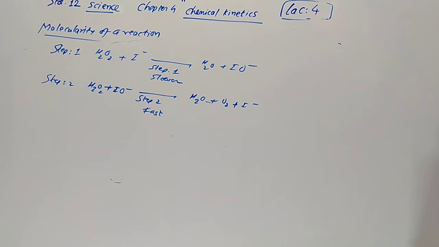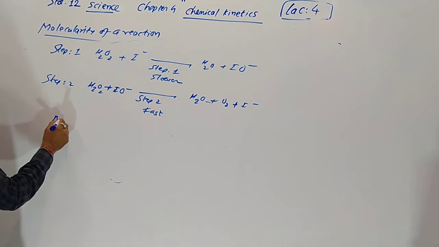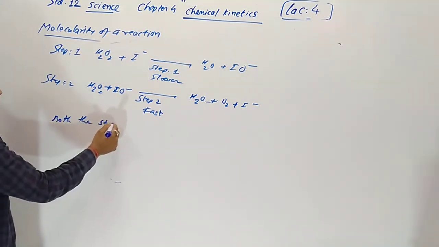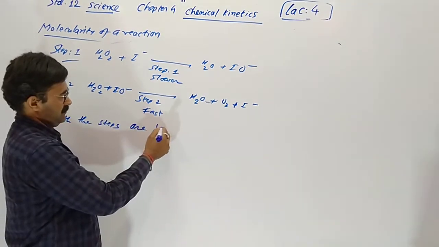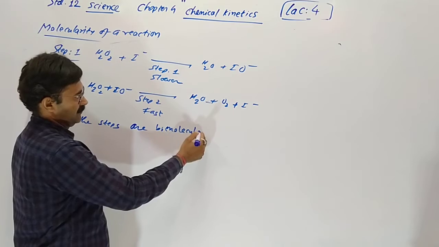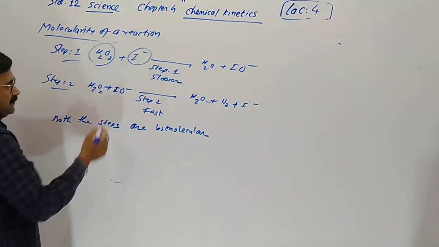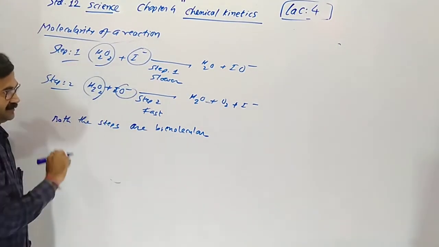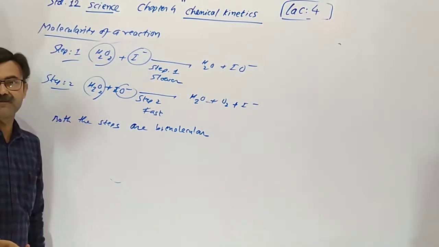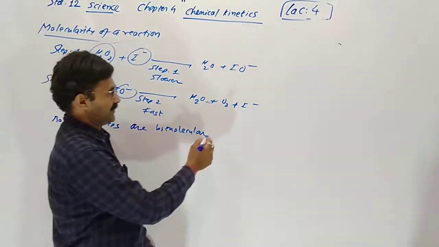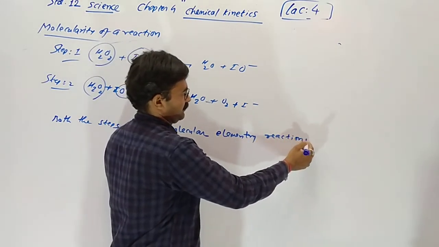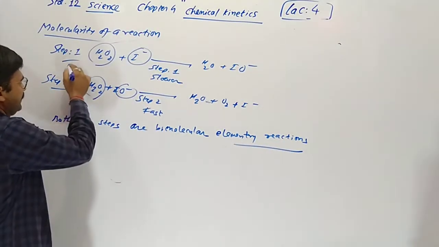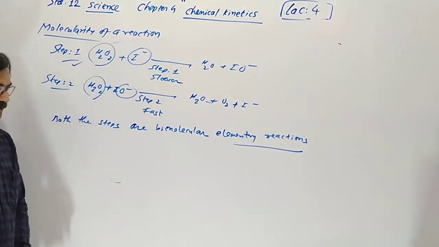Actually, this reaction occurs in 2 steps. Both the steps, 1 and 2, are bimolecular, where 2 molecules collide in first and second. So both steps are bimolecular elementary reactions. Elementary means both steps occur in 1 step. This one completes in 1 stage and this one also completes in 1 stage.